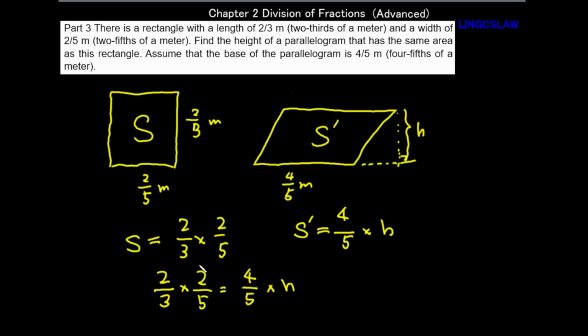Let's multiply 5 over 4 to both sides of the equation. So therefore h equals 2 over 3 times 2 over 5 times 5 over 4, and let's reduce, so h equals 1/3 meter.